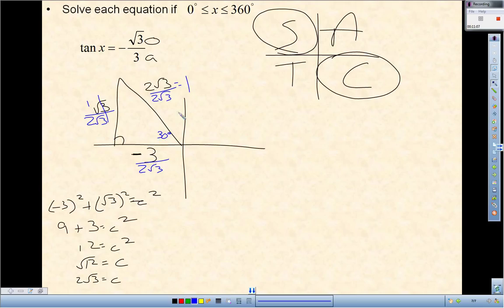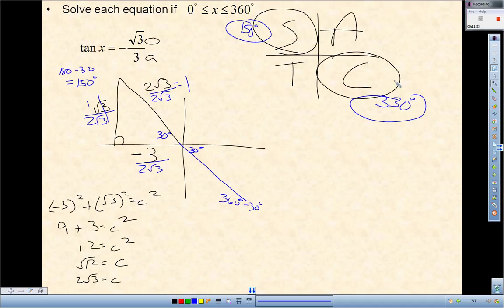Remember, 30 degrees isn't your answer, you're in quadrant 2, so what angle has a 30-degree reference angle in quadrant 2? Well, that would be 180 minus 30, so that will be 150 degrees. So one of my answers is 150 degrees. To find the second answer, which angle has a 30-degree reference angle in quadrant 4? Well, that would be 360 minus 30, so that would be 330 degrees. And that would be my final answer.